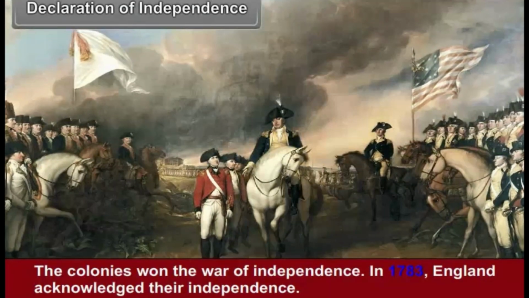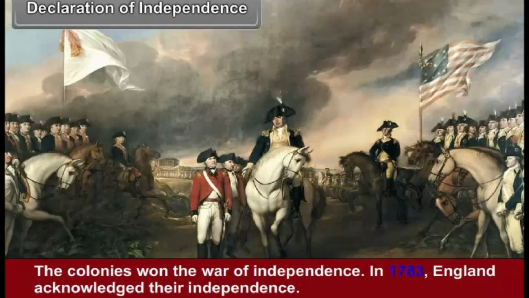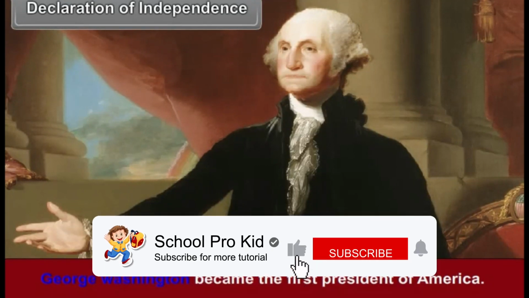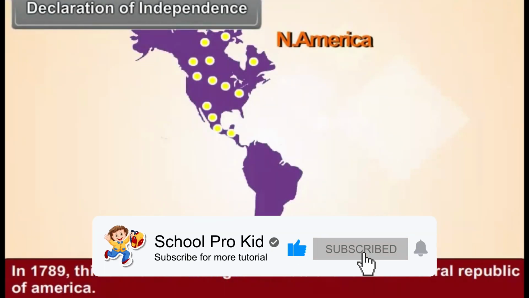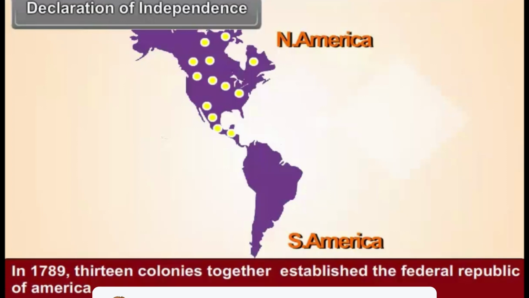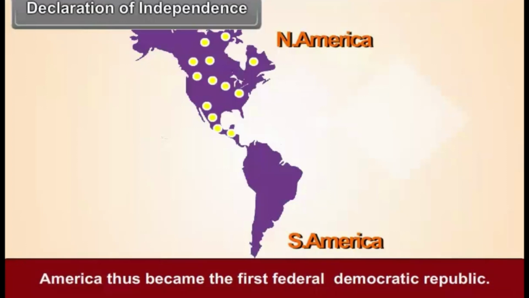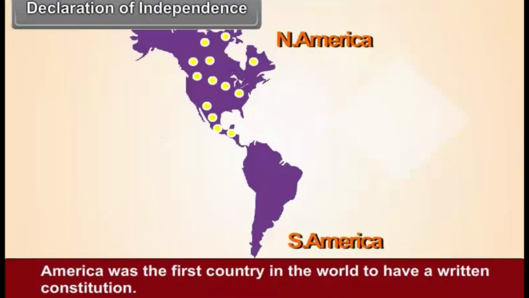In 1783, England acknowledged their independence. George Washington became the first President of America. In 1789, 13 colonies together established the Federal Republic of America. It came to be known as the United States of America, or the USA in short. America thus became the first federal democratic republic. America was the first country in the world to have a written constitution.